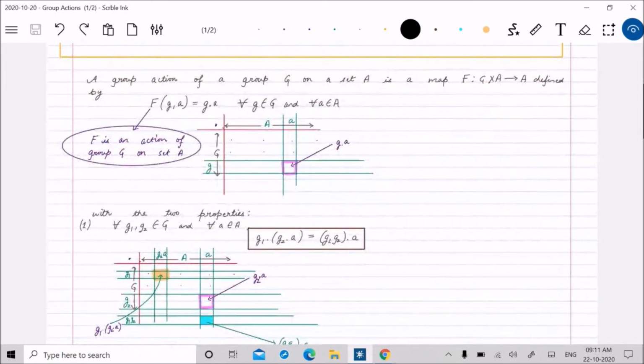And there were two postulates also. The first postulate was for any two elements of capital G, G1 and G2, and for any element of capital A, that is little a, this property must hold, right? It means that this is the result of the action of G2 on a, and of course this will be a member of capital A, because whenever an element of group G acts on an element of set capital A, the result lies inside the set capital A itself, right?